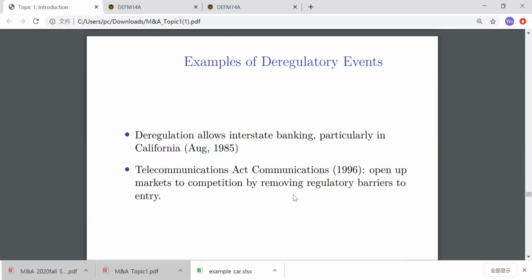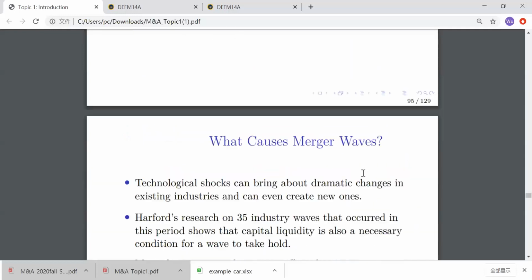Another example of deregulatory events is the Telecommunications Act of 1996, right? Basically, it's the same idea. It opens the markets to competition by removing regulatory barriers to entry, right? So firms can now acquire telecommunication companies to enter into this industry, right? So that's the idea.